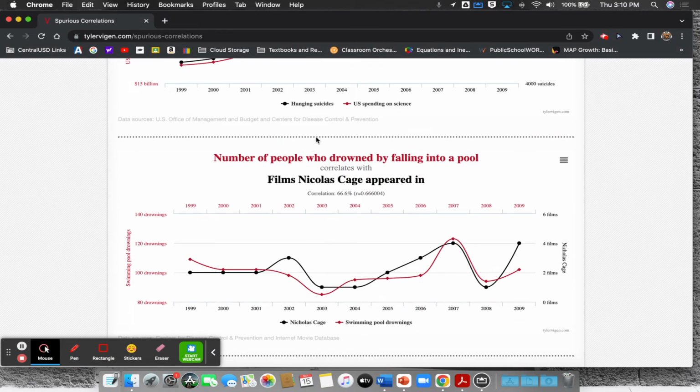That one's a little dark. Oh. Here we go. The number of people who have drowned by falling into a pool versus the number of movies that Nicolas Cage has appeared in. Do they have any relationship? Well, if I looked just here, right?